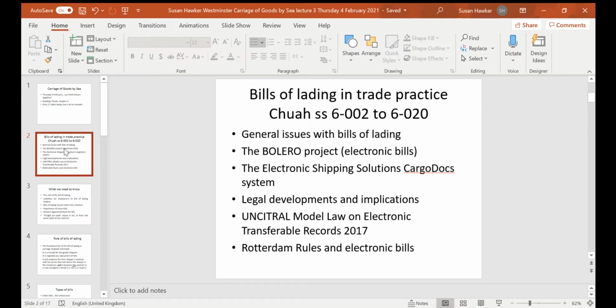But the point to take on board is that the Rotterdam rules contain provisions about electronic bills. And so it really is where we're moving to. And Jason is an excellent one to write about where we're moving to. So I very much suggest that you read his sections on this in the book.